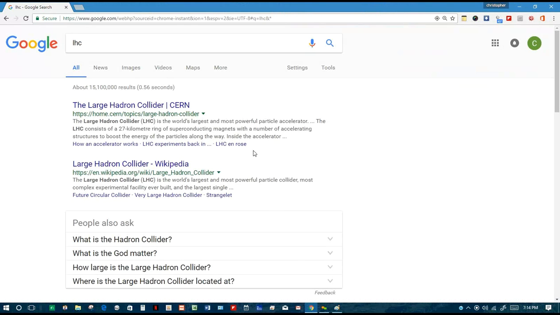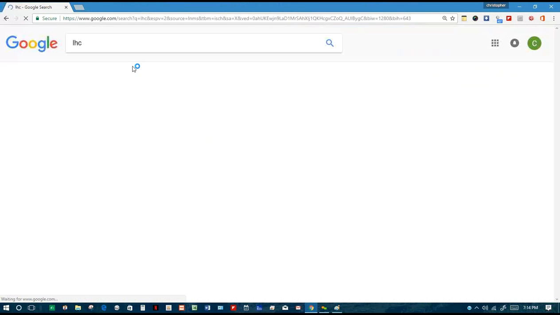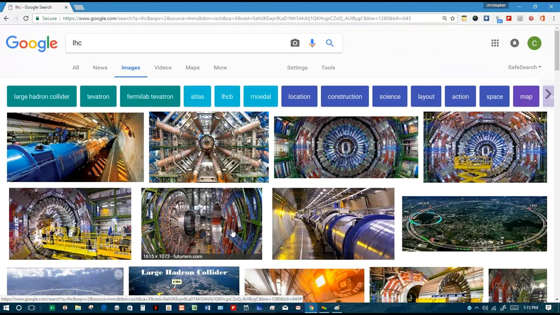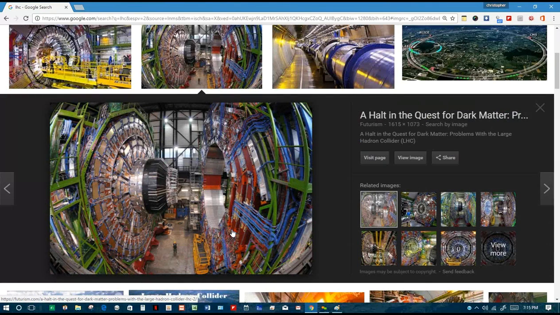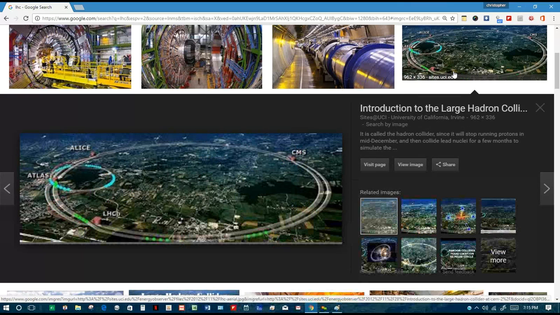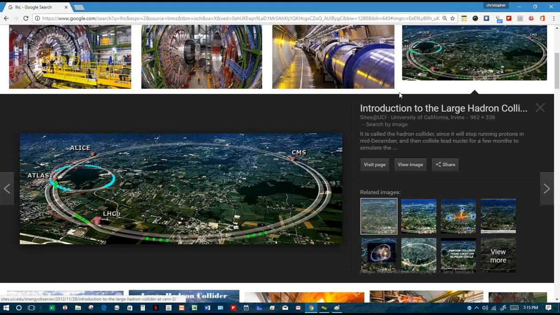And I'll describe it to you. It's called the Large Hadron Collider, CERN. It's in Switzerland. And what they do is, you see this? Yeah. See that picture? And you see this picture right here? Yeah. It's a giant tunnel that's way underground in the shape of a donut.